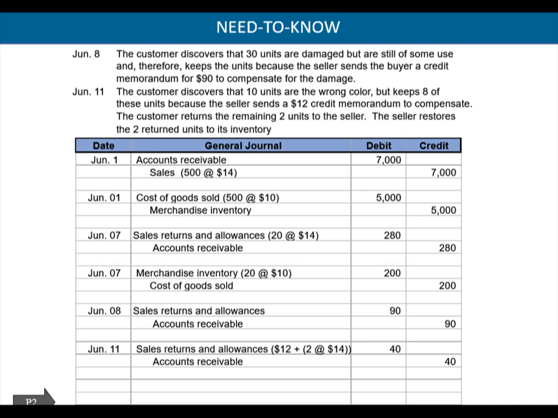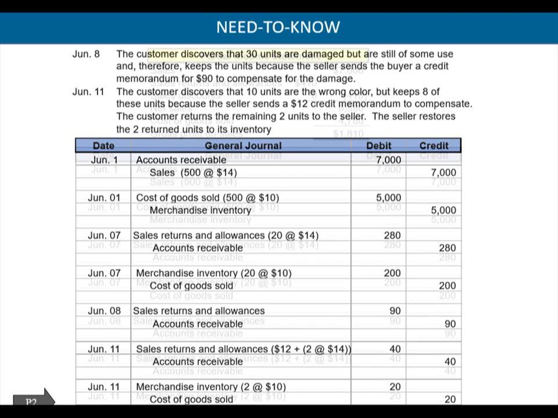This is calculated as the $12 credit plus the 2 units that are returned, which were sold for $14 each, or a total of $28. Plus the 12 gives you the 40. The 2 units that are returned are put back in inventory, so merchandise inventory must be debited for $20, 2 times 10, and cost of goods sold credited.